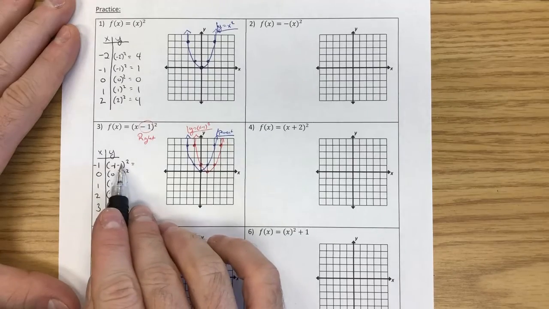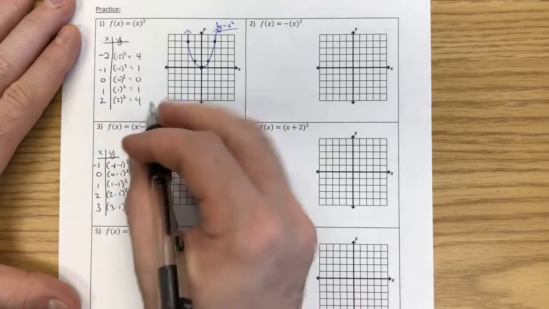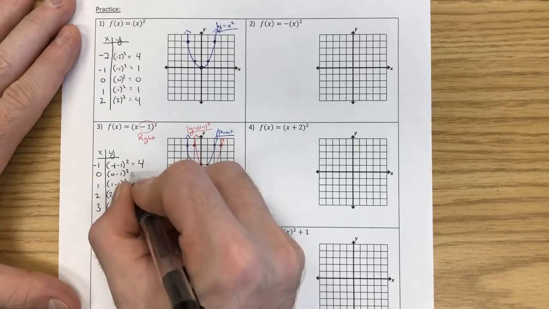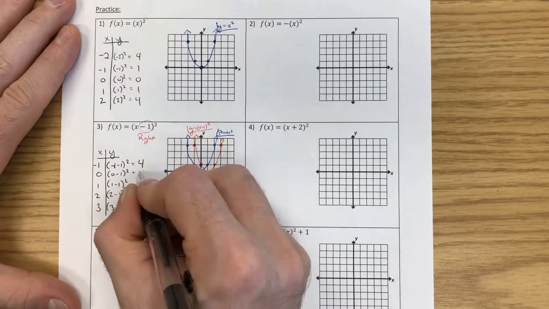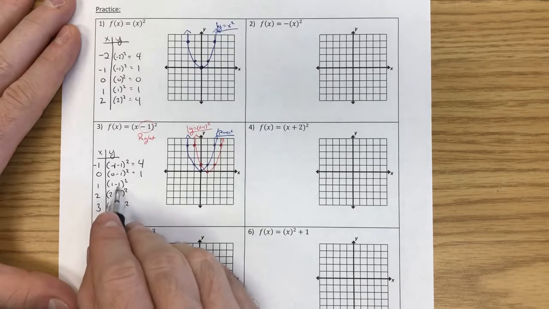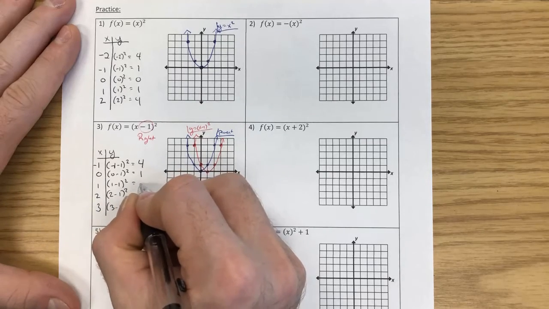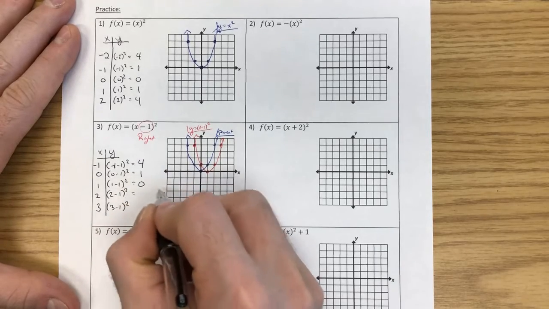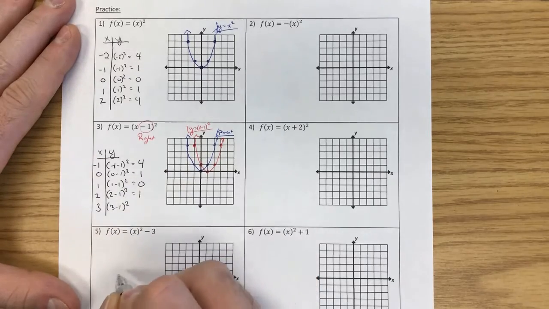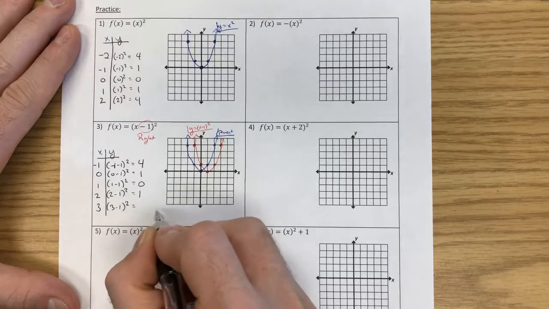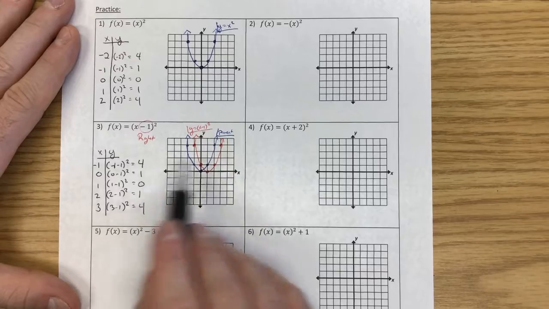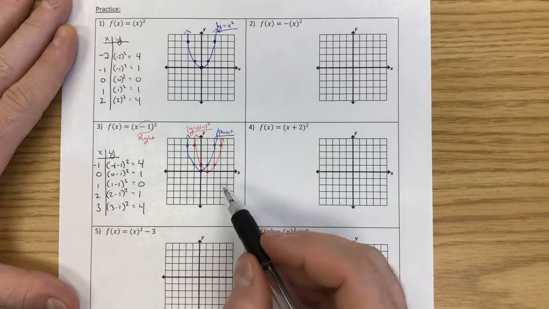We know that negative 1 minus 1 is negative 2. Negative 2 squared is 4. 0 minus 1 is negative 1. Negative 1 squared is 1. 1 minus 1 is 0. 0 squared is 0. 2 minus 1 is 1. 1 squared is 1. 3 minus 1 is 2. 2 squared is 4. So let's see if these points coordinate with our new red graph.